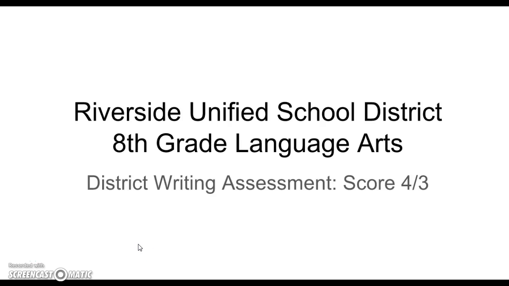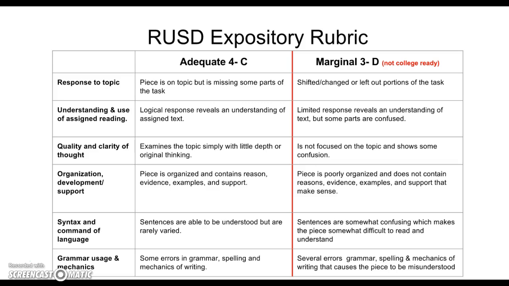Okay, so today we want to review our essays that we wrote last week, the district writing assessment. This video is for those of you who received a score of a 4 or a 3, and we're going to review why. So here's the RUSD expository rubric. This is basically the things that we looked at when determining your score for your essay.